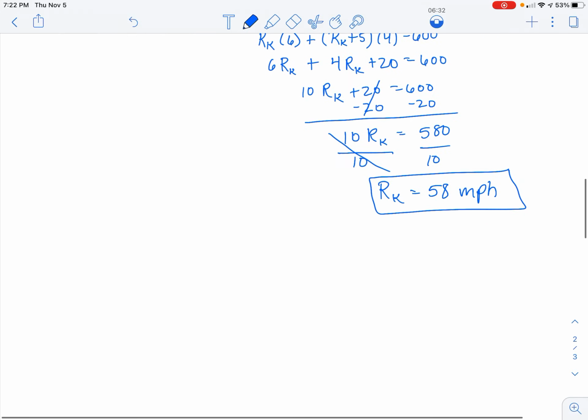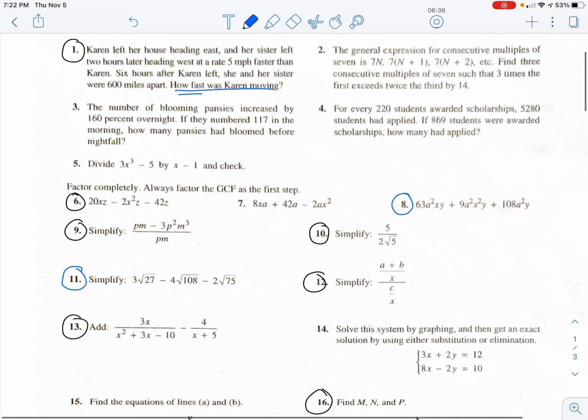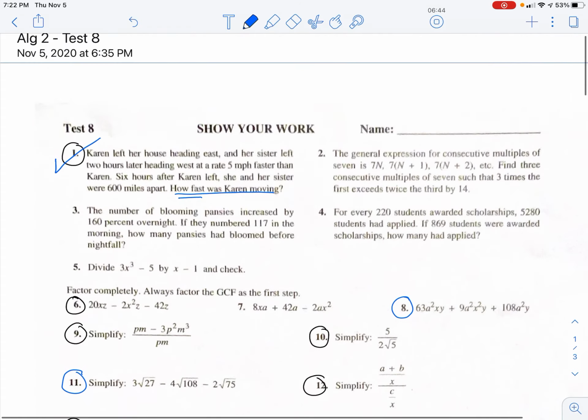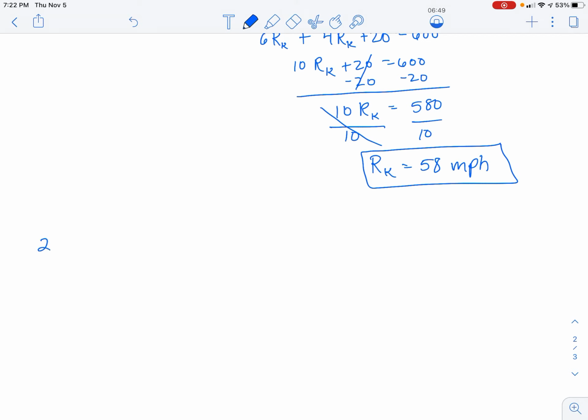Now let's look at number 6. Number 6 up here. Okay, so that's number 1. Let's move down to number 6: 20xz minus 2x squared z minus 42z. Alrighty, so I'm going to go down here below, and I'm going to write out the problem, and then we'll solve it together. Whoops, not 2. 6. It is the second one I'm going to do, but it is not number 2.